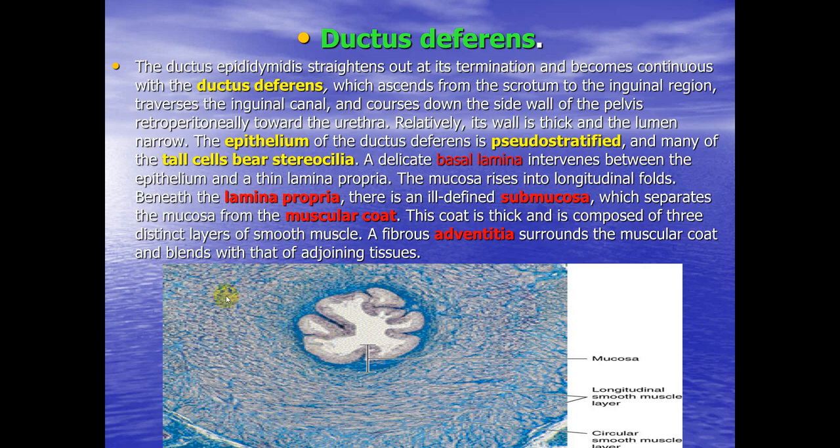It has a long ascending tubule which reaches the pelvic region of the trunk, and here forms a dilation, the ampulla region. So this light microscopic picture shows you the section of the ductus deferens, and you can see that it is also covered by the covering epithelium. Also, it is pseudostratified.